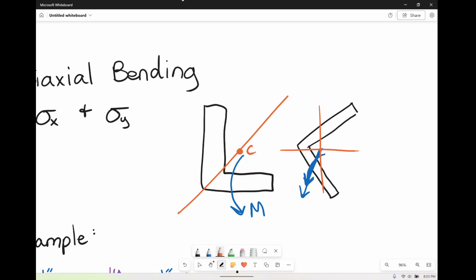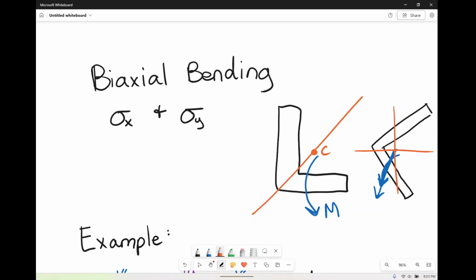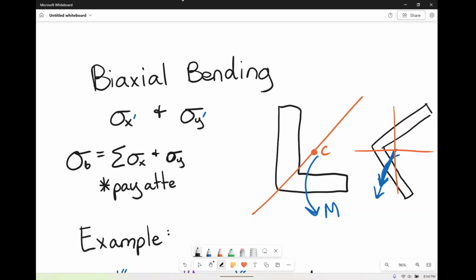So it is biaxial in the fact that it is going in two different directions at once, an x and a y, or perhaps an x prime and a y prime if you have to rotate your unsymmetric shape. However, to solve for it is the same. If you want to get the total bending in a spot, you simply sum up the x and y pieces. The only thing you have to do is really pay attention to your signs.